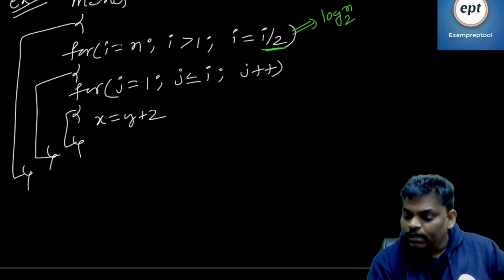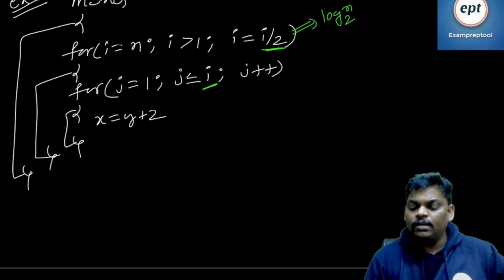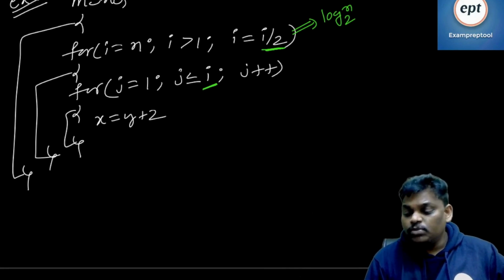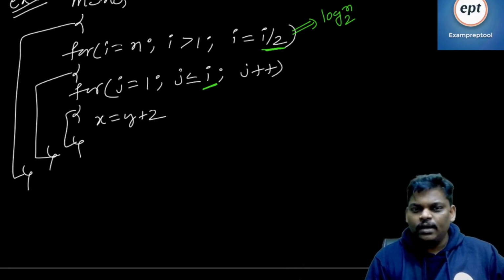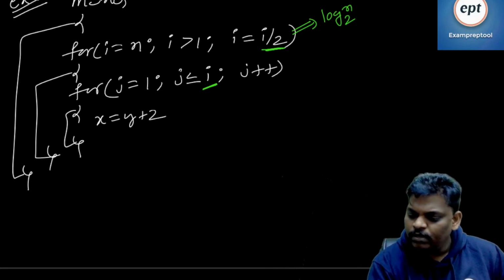The j loop is how many times? i times. There is a dependency. Remember, even though they are inner loops, because of the dependency there, you cannot multiply directly. You have to observe clearly what is going on. Accordingly, you have to take action. Right? So let me try this.